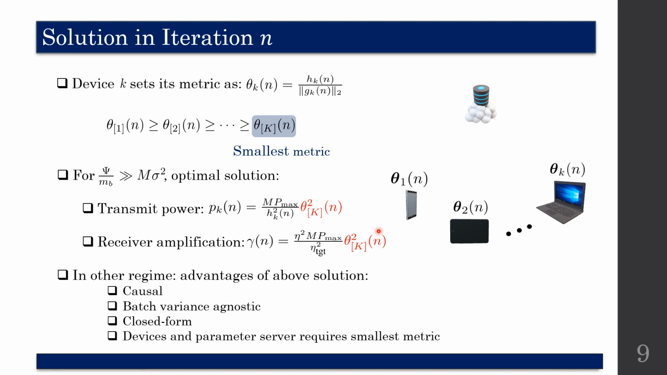In other regimes, the advantages of using the solution is as follows. First, the solution is causal. That means the transmit power allocation and receiver amplification in an iteration does not depend on the future values. Second, this is batch variance agnostic. The solution does not require the knowledge of the batch variance, which is difficult to compute and it changes with iteration. Third, this is a closed form solution, and if you know the smallest metric, other parameters are local to these devices. So the devices can compute them. Also the parameter server can compute them. All they want to know is the smallest metric. Fourth, the devices and a parameter server requires only the smallest metric.